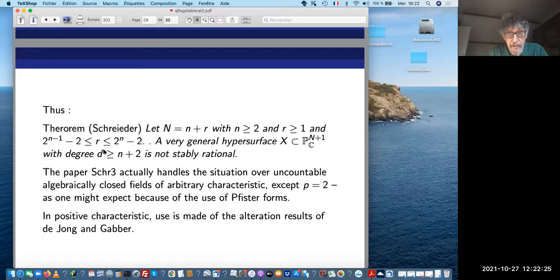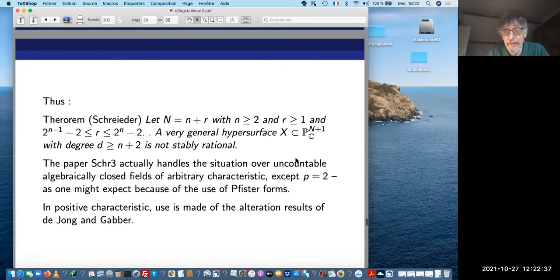Okay, so actually Schreieder handles the situation over an uncountable algebraically closed field of arbitrary characteristic, except for characteristic two. Of course, there's a problem with characteristic two because here we're using Pfister forms. And in positive characteristic different from two, he manages to handle the whole thing by using de Jong and Gabber at the right places. But it's quite fun because really you have your special fiber Z, and then you use an alteration. So when you use the alteration, the variety you get on top is the inverse image of the, even if you had some subvariety which is rational, the inverse image would be something far from being rational.